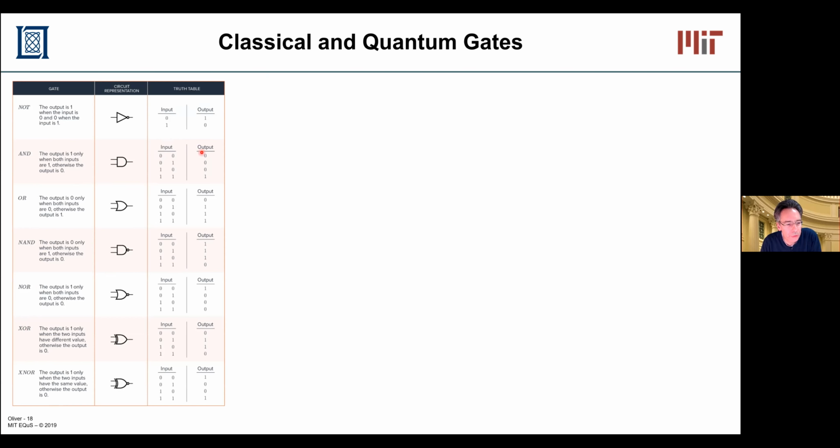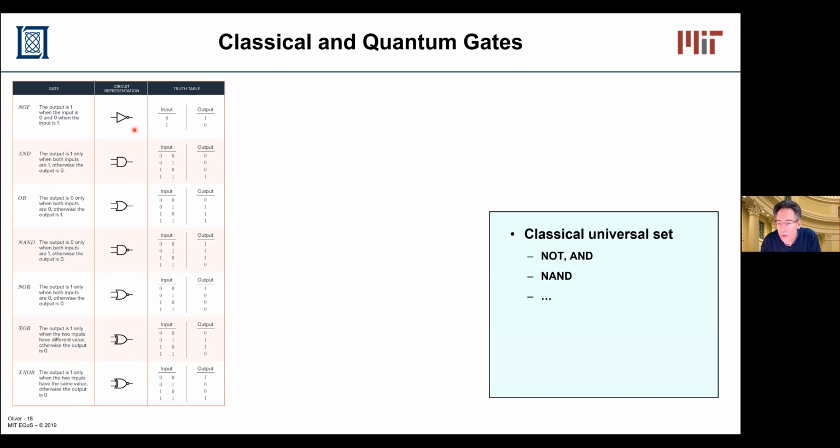And the truth tables are shown here. And I won't talk through them, but it shows how your input will change to the output under the influence of this gate. So these are Boolean logic gates that we use in our digital computers. And we know that a handful of these gates, not all of them, you don't need all of them, but a handful of them together will give you a universal set of gates that allows you to perform any arbitrary Boolean algorithm.